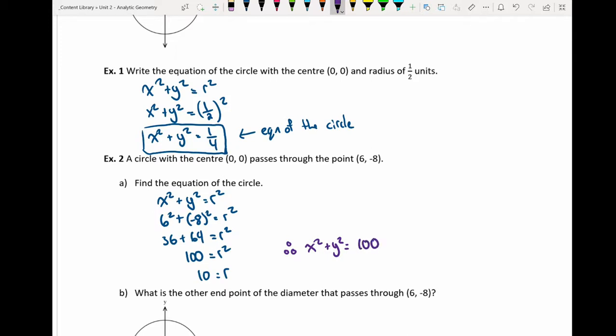If the question asked what is the radius of a circle with center (0, 0) that passes through the point (6, -8), then you would have to go one step further to figure out that the radius is 10. But if it's asking for the equation, all you really need is that r squared value.